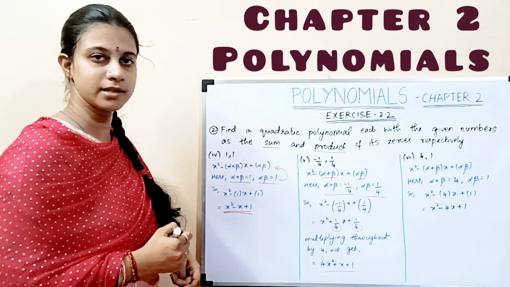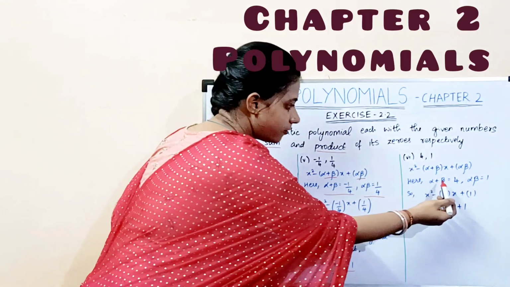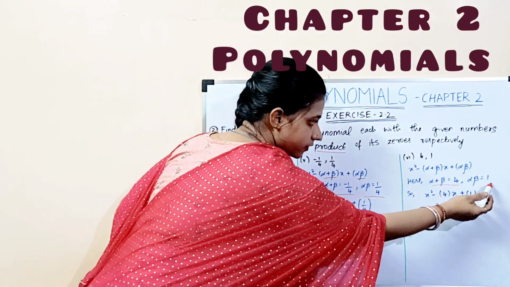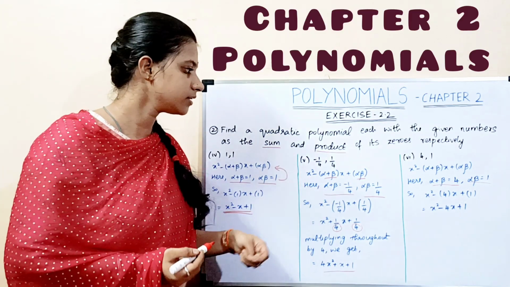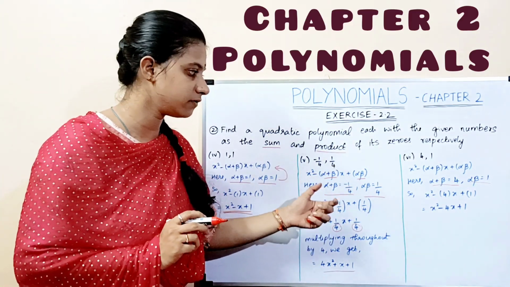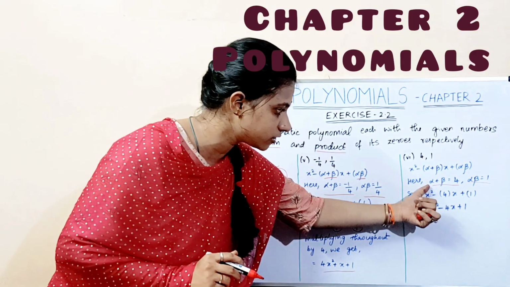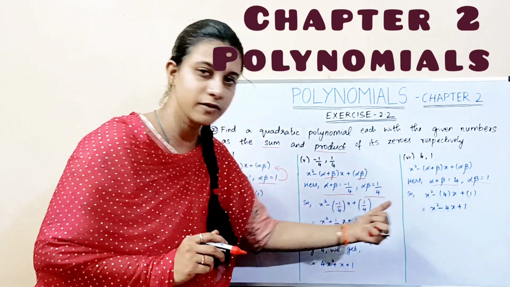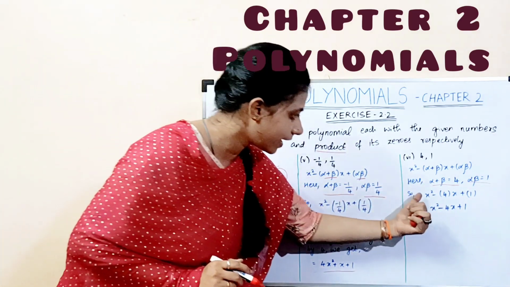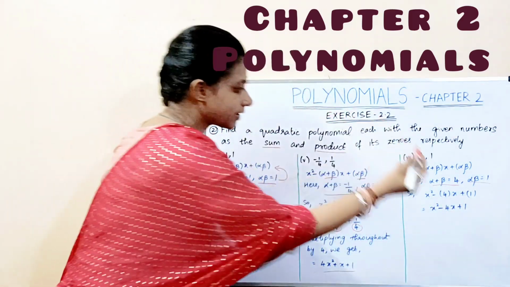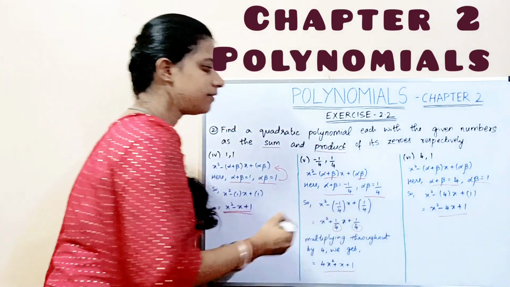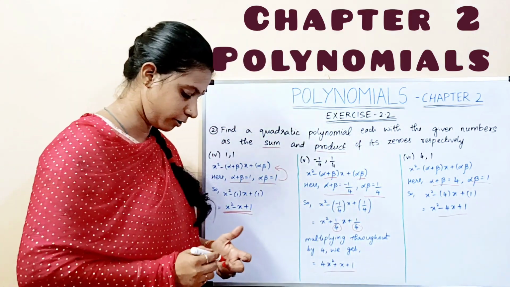Now coming to the last subdivision of this question, the sum of the zeros is given as 4 and the product of the zeros is given as 1. Since both these numbers are whole numbers, there is not much simplification. We just have to substitute these values in the condition and we will get the answer. x square minus 4 into x plus 1. So we will get x square minus 4x plus 1 as the required quadratic polynomial.